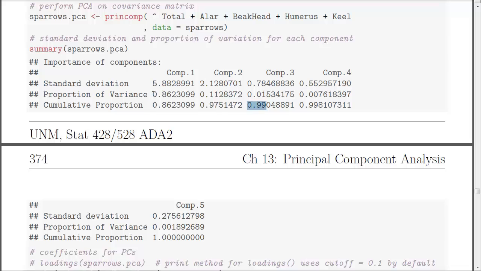The proportion for each component is 86, and then 11, and then it drops down to 1. So it seems to me on first inspection that maybe 2 components is as many as we really care about. It captures almost all the variability, and the last 3 components each contain less than 2%.